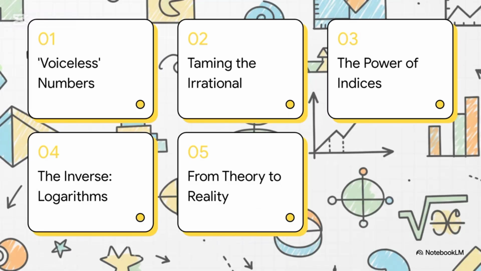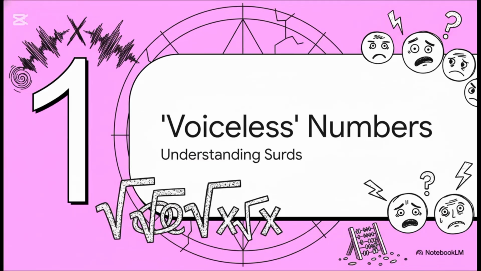So, here's our game plan. We'll start with those mysterious, voiceless numbers, the surds. Then, we'll figure out how to work with them. After that, we'll unlock the incredible power of indices, see how they're connected to their inverse, logarithms. And finally, we'll put it all together and see this language in action. All right, let's dive right in with those so-called voiceless numbers.